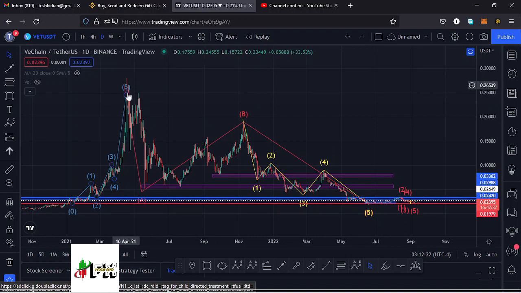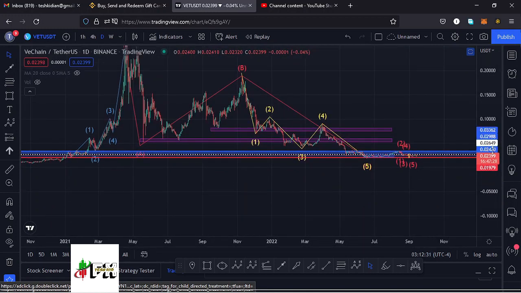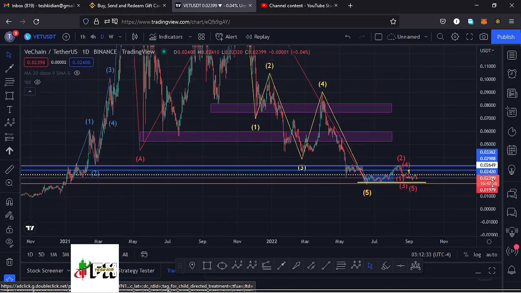And I'll kickstart the video by giving a brief of what has been happening on this chart. Vechain from the all-time high has been seeing lower prices in this massive ABC correction, which has now taken us back to around the $0.02 mark.